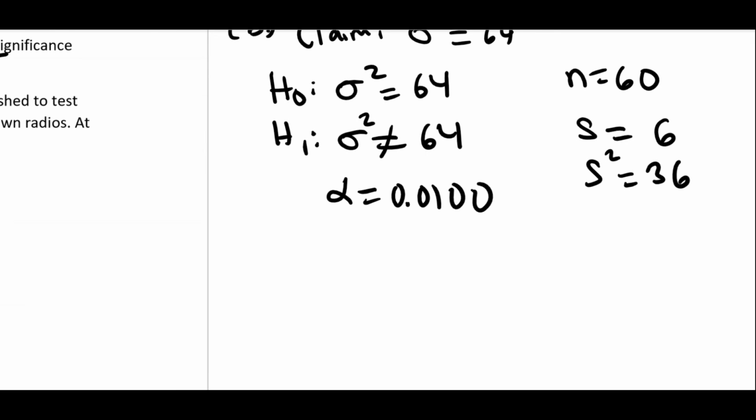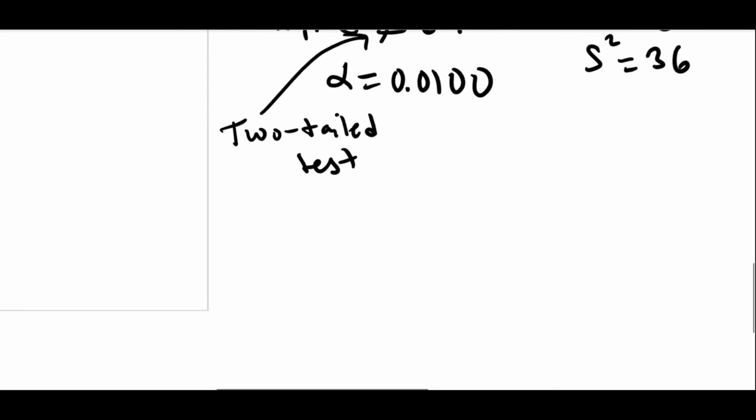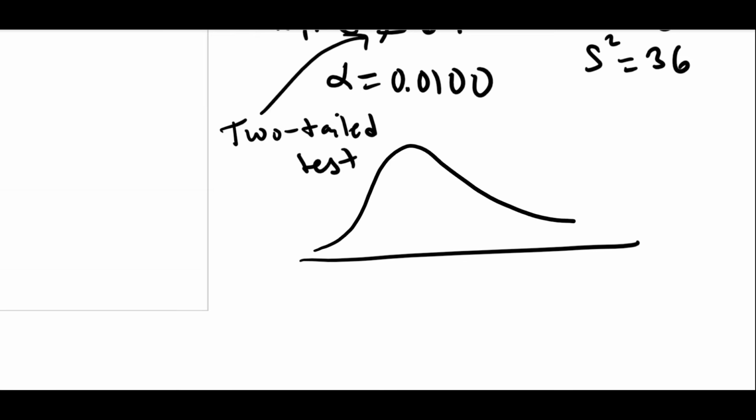So based off of the H1 or the HA, the alternative, this is a two-tailed test. So we're going to go ahead and draw the chi-square distribution. Remember, the chi-square distribution is skewed to the right. So something like that. Go ahead and redraw that real quick.